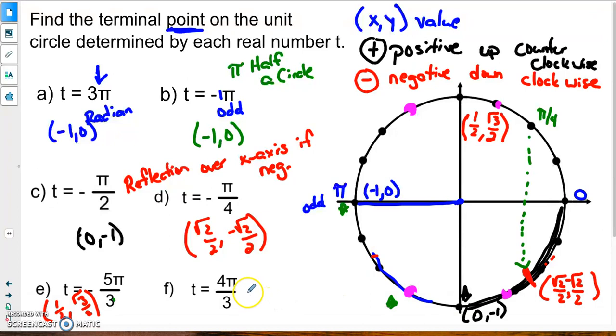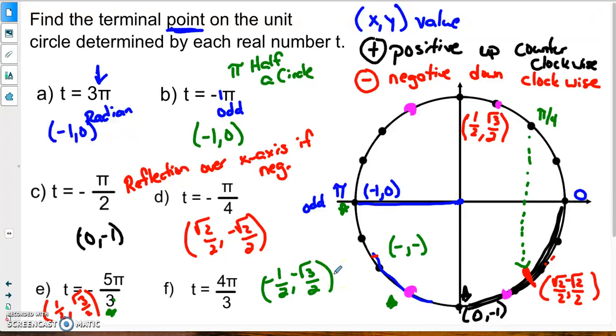It is in quadrant 3. Quadrant 3 has all negatives, a negative x value and negative y value. It is the same point, the same coordinate as letter E. It is still going to be 1/2, radical 3 over 2. Okay? But since it is in quadrant 3, they're both going to be negative.